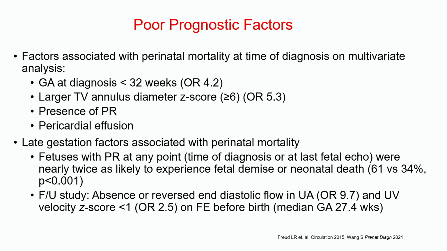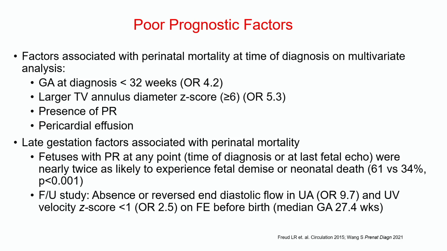So looking at this study and then a follow-up study, which was published not too long ago, the factors associated with perinatal mortality at the time of diagnosis, okay, so this is just the time it was diagnosed, using multivariate analysis were prematurity, so a gestational age less than 32 weeks, and the odds ratios are presented in the slide as well. A larger tricuspid valve annulus diameter, that is greater than 6 z-scores, and you remember because of all the insufficiency, the right atrium dilates, and then the tricuspid valve annulus dilates as well. The presence of pulmonary insufficiency or pulmonary regurgitation, and a pericardial effusion.